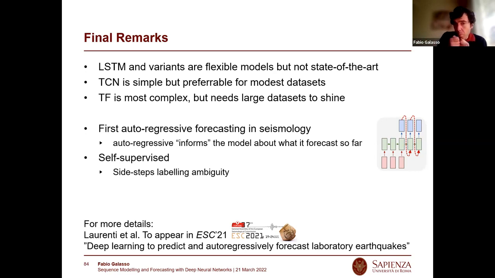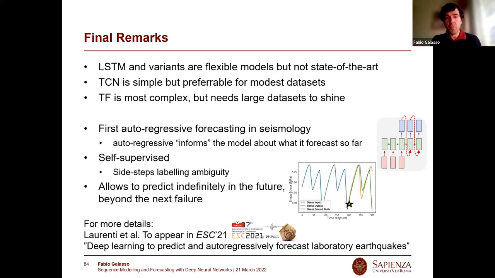Because if you are predicting your entire signal, you don't have the ambiguity of labeling. And you also avoid what is known as supervision collapse, which comes from just predicting one label instead of predicting the entire signal. And potentially if you keep doing this and combine these two, you can predict at an indefinite time in the future.